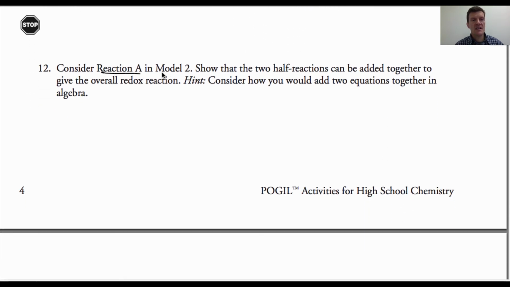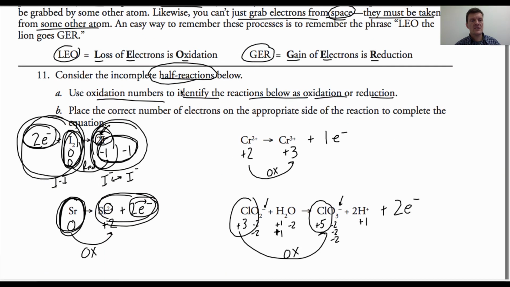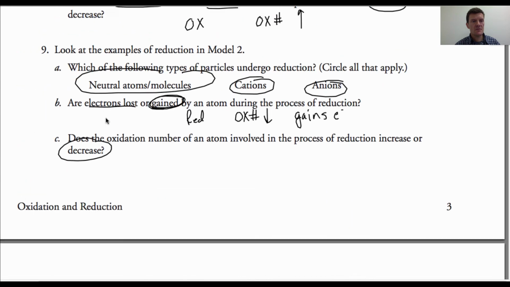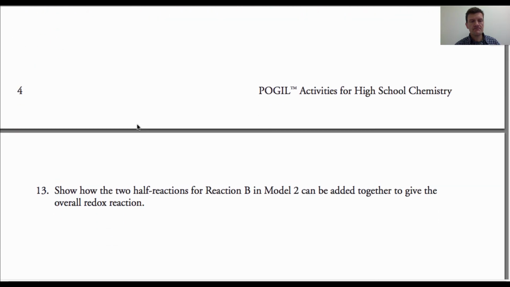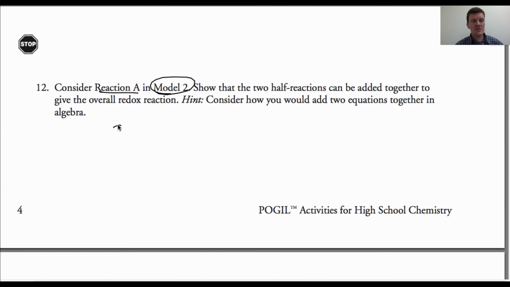Consider reaction A in Model 2. Let's go to Model 2 here. Okay, this guy with the zinc and the copper. Consider that reaction. I'm just going to write it down. There we go. Show that the two half reactions can be added together to give the overall redox reaction. Consider how you would add two equations together in algebra.